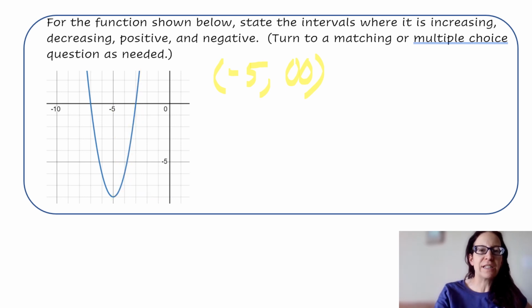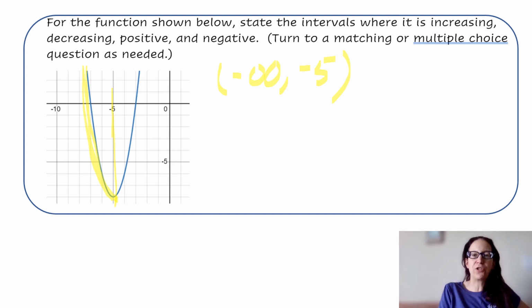Now for decreasing, decreasing would be going down from left to right. And again, you want to make sure you're using the x coordinate, and it's decreasing from -infinity and it stops decreasing at the -5. Okay, so you always do the smaller value to the left. So you would not say -5 to -infinity. Okay, you would not say that because -5 is bigger. -infinity is further over to the left.